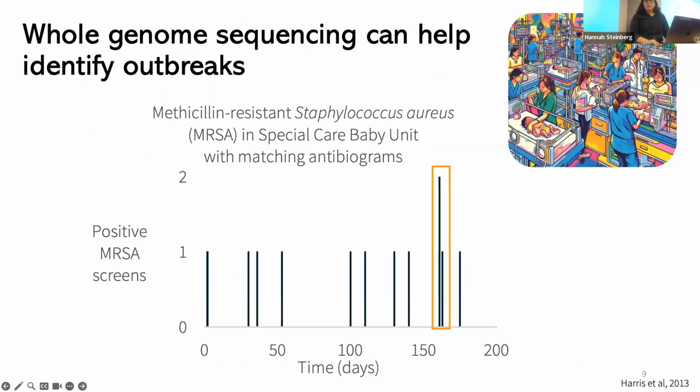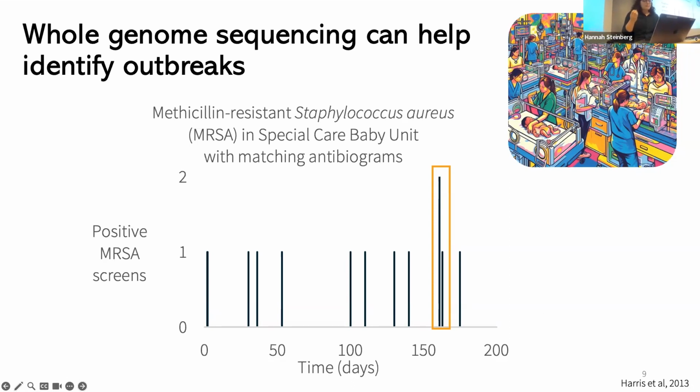A simple example of how we can use whole genome sequencing in infectious disease epidemiology is to identify outbreaks, right? So here's an example. It's a special care baby unit, which I think is the equivalent of a NICU, but this study was done in the UK. The x-axis is time, and each line is a single case of methicillin-resistant Staphylococcus aureus, or MRSA, which is a bacterial infection.